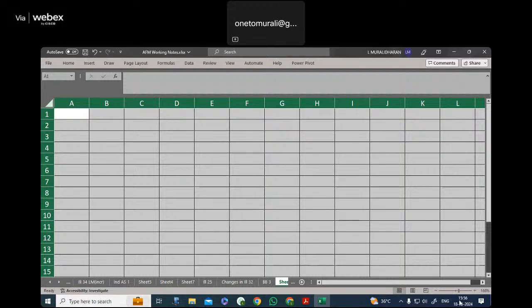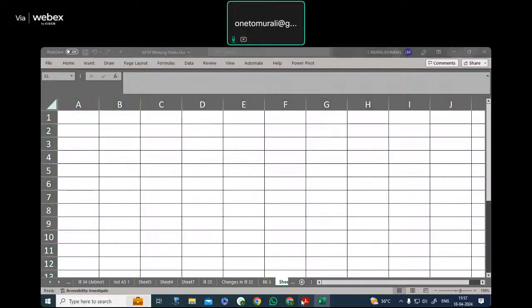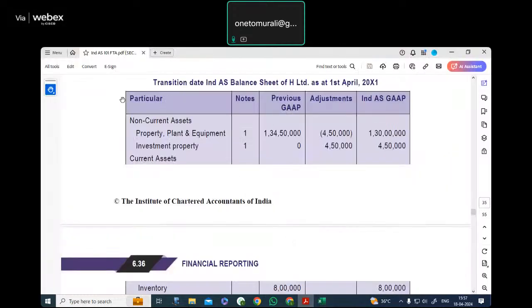See, many times I consider taking up the institute material as a base, and the solution can be drawn in a fast-track class. But when we do it for a normal class, we don't require that, because here time is a constraint. So I will take up the institute material as a base, but we will do it like this: transition date Ind AS balance sheet.